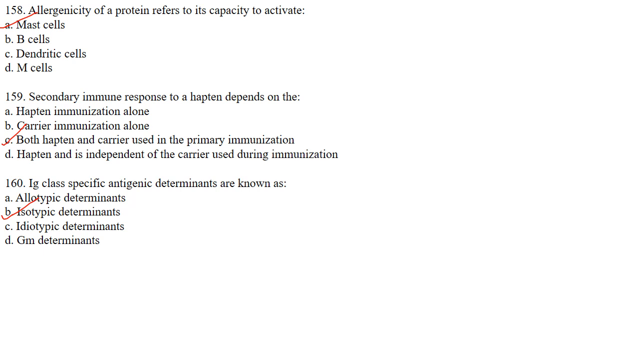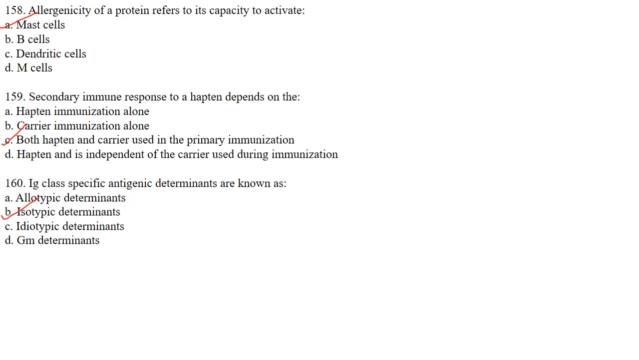Now secondary immune response to a hapten depends on. Now, what is secondary immune response? When B cells and T cells replicate during the primary immune response, they produce effector cells and long-lived memory cells. Memory B and T cells are antigen specific and encountering the antigen again can mount a more rapid and effective immune response, and this is known as secondary immune response.